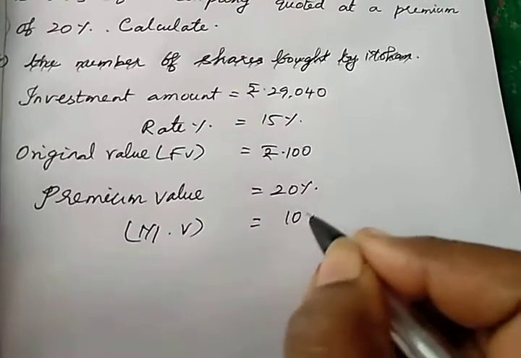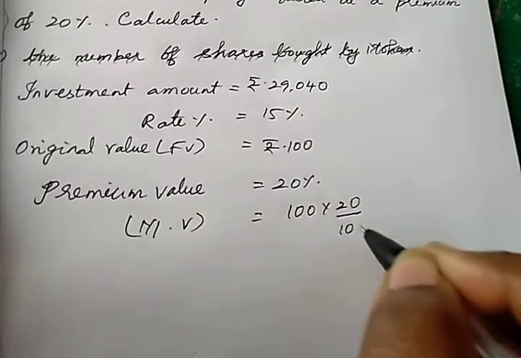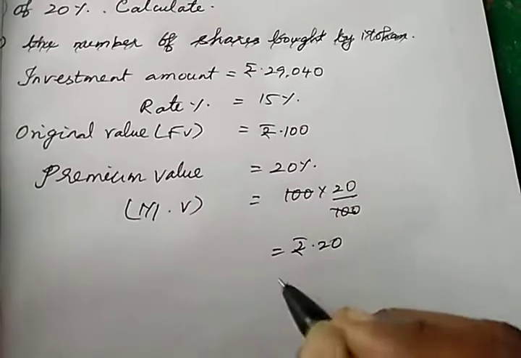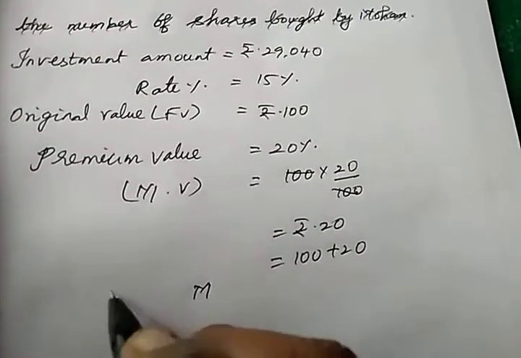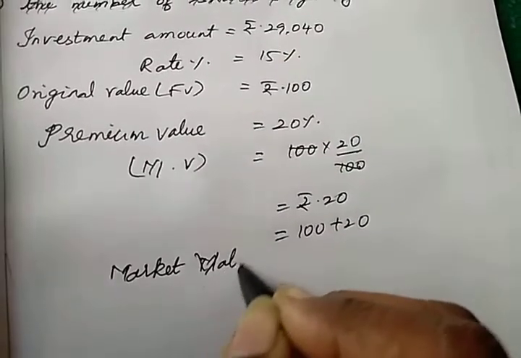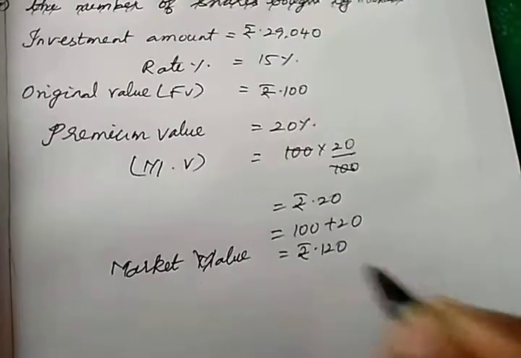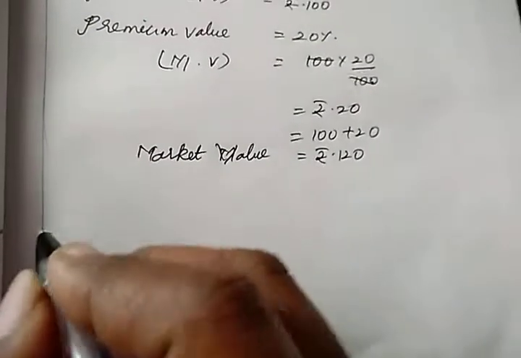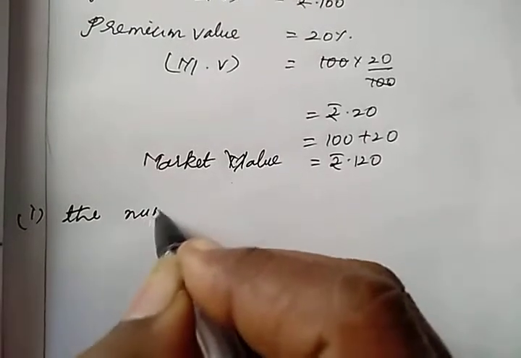So it is 100 into 20%. Percentage means divided by 100. So 20 rupees extra we can keep and sell. So 100 plus 20, the market value for each share that we can sell is 120 rupees. Now they have asked us to find the number of shares. First subdivision, the number of shares bought by Mohan.